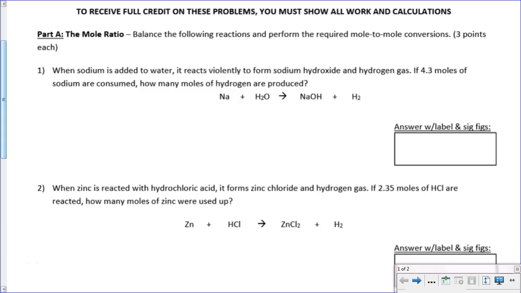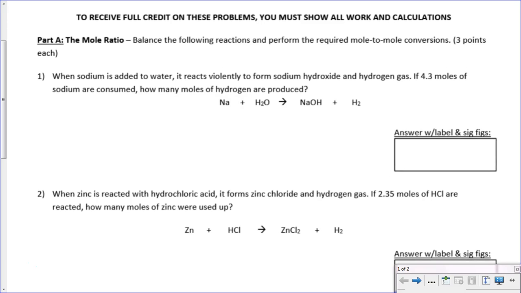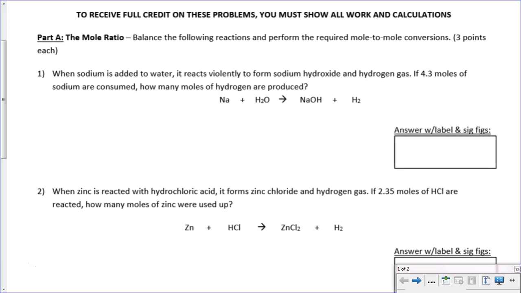So in this first one, I'll start off, as I said, by balancing it. It's not too bad. To do this one, I need a 2 here, a 2 here, and a 2 here. All right, and then everything should be balanced: 2 sodiums on each side, 4 hydrogens on each side, and 2 oxygens on each side. So once we have the balanced chemical equation, we can do the mole conversion.